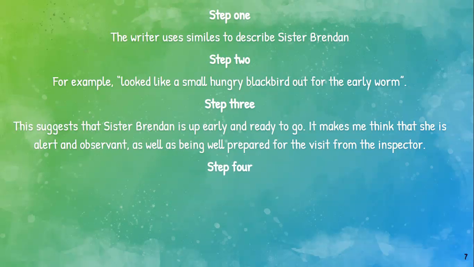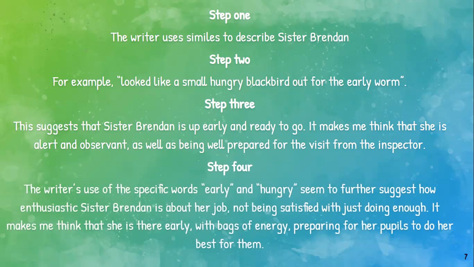Then step 4, I'm just developing this further. The writer's use of the specific words "early" and "hungry" seem to further suggest how enthusiastic Sister Brendan is about her job, not being satisfied with just doing enough. It makes me think that she is there early with bags of energy, preparing to do her best for her pupils. So we've started off with a simile, one quote, and we've zoomed right into specific words in it and explained what that shows us, what that means to us.